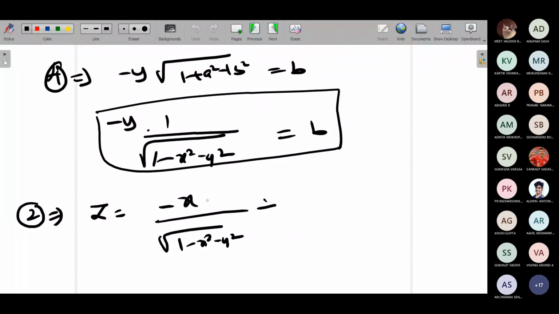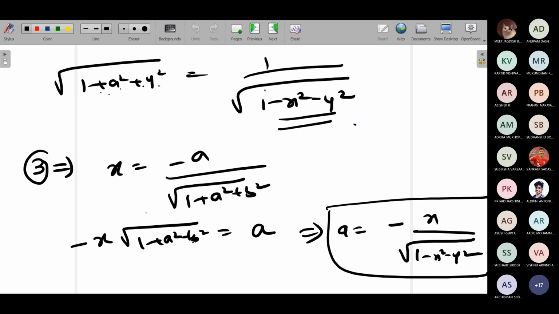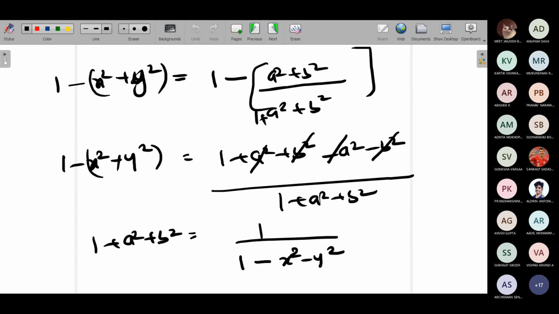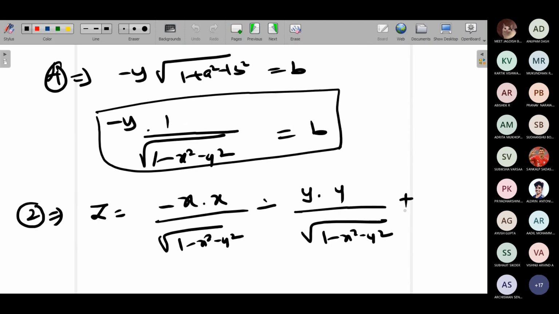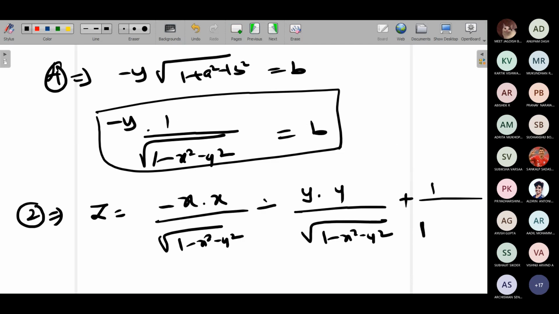So ax, so x is already there. So ax into plus by. So we'll get y into y by root of 1 minus x square minus y square, plus root of 1 plus a square plus b square I have, correct? What's the value of root of 1 plus a square plus b square? 1 by root of 1 minus a square plus b square. So 1 by root of 1 minus x square minus y square.